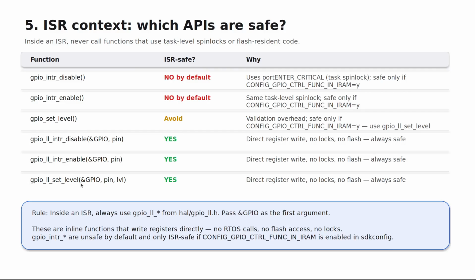These APIs write directly to the GPIO registers. They do not acquire task locks. They do not depend on flash resident code. That's why they are much safer inside an interrupt. So whenever you are writing an ISR, use the GPIO LL APIs.